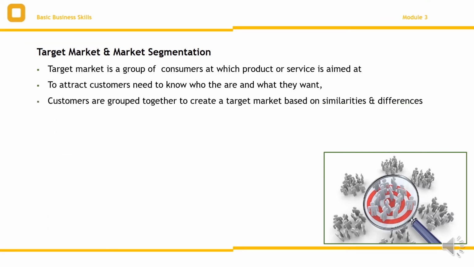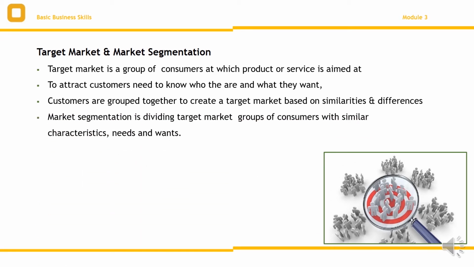Customers are grouped together to create a target market. So the group of customers that your product or service is aimed at can be grouped together to create what we refer to as a target market. These groupings are based on similarities or differences amongst these people. Once you've identified who your target market is, you can then go through what we call market segmentation. Market segmentation is further dividing your target market or groups of consumers with similar characteristics, needs and wants.